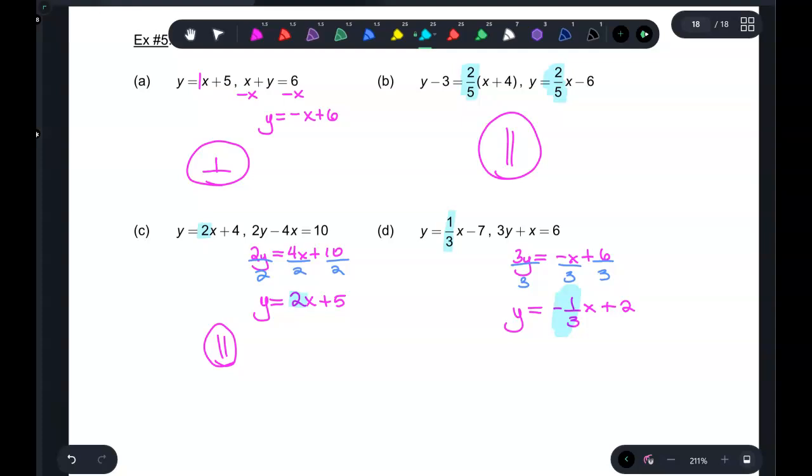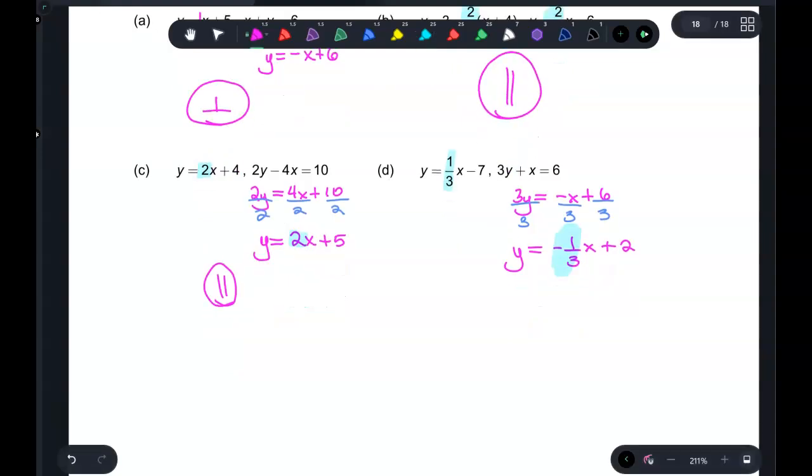So I heard perpendicular. Is it wrong? You tell me. Aren't they neither? Why? Because they're not negative reciprocals. Even though they're the same value, you have 1/3 and a negative 1/3. One of them would have to be flipped. So if it was negative 3, they'd be reciprocals for sure. So neither.